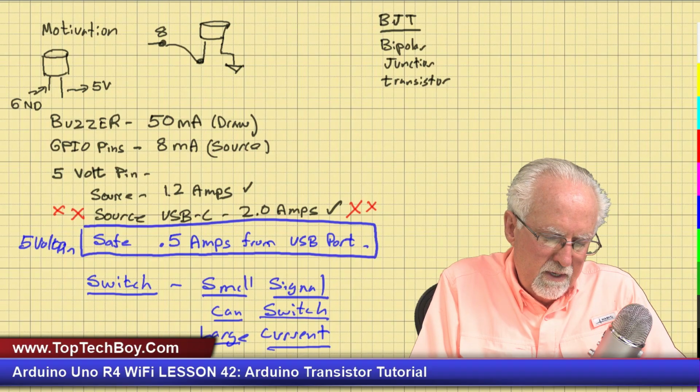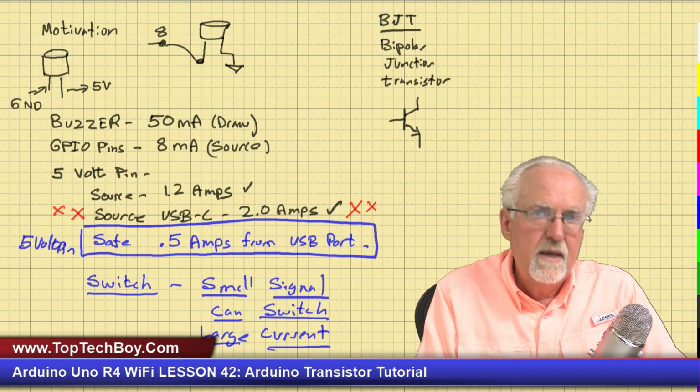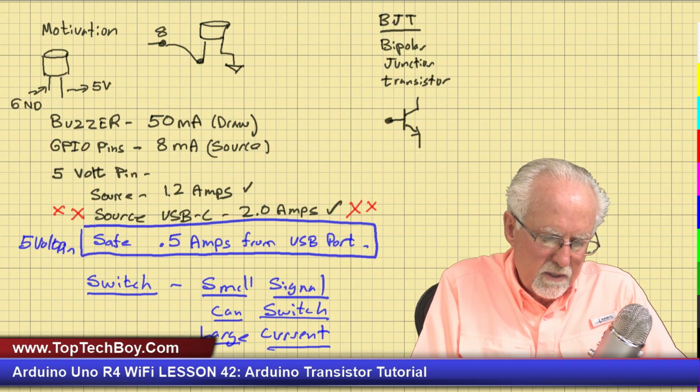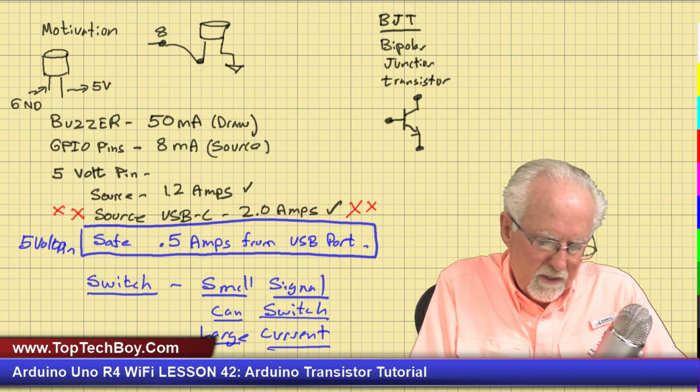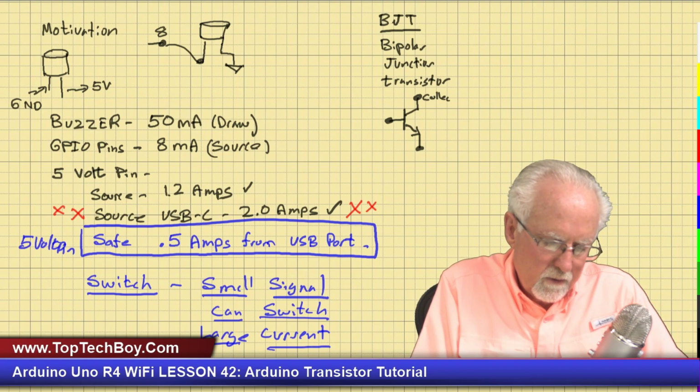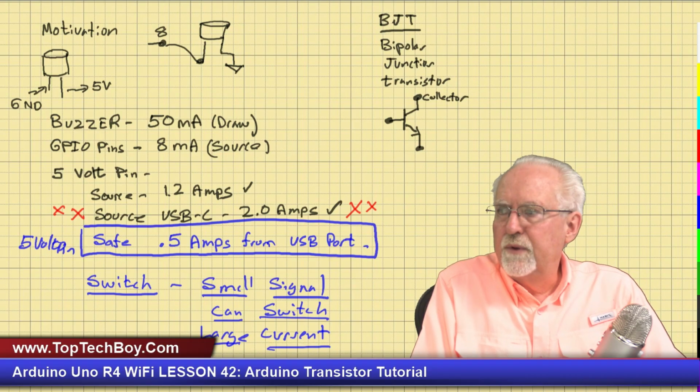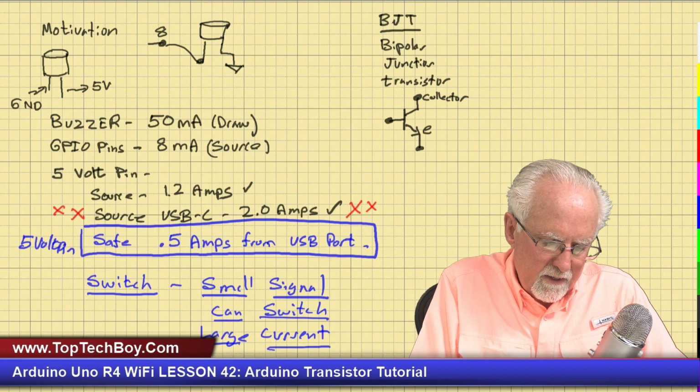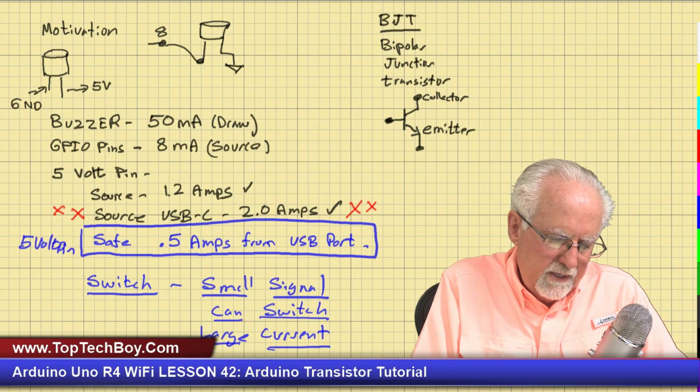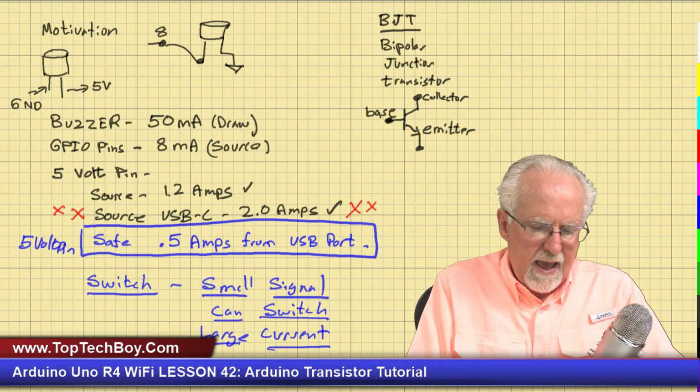And this would be an example of a bipolar junction transistor. This is what its schematic looks like. Okay, it has 3 leads on it. This lead is the collector. The lead with the arrow going out, that is the emitter. And then this lead in the middle is the base. Okay? How does this work?